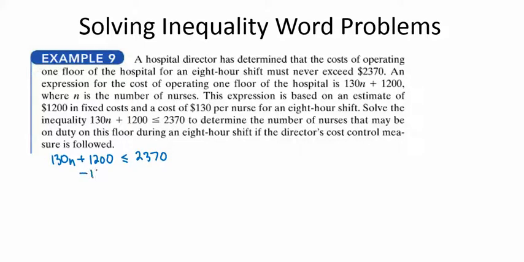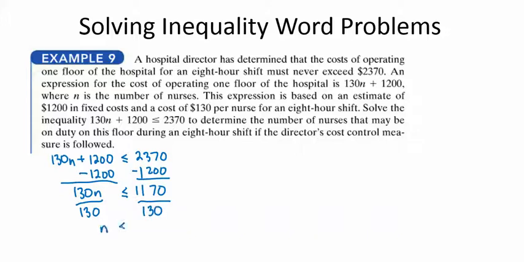Now to solve this, we're going to subtract 1,200 on both sides. And when we do, we have 130 times the number of nurses is less than or equal to $1,170. At that point, if we divide both sides by 130, you can plug that into your calculator, to get that N must be less than or equal to 9 nurses.